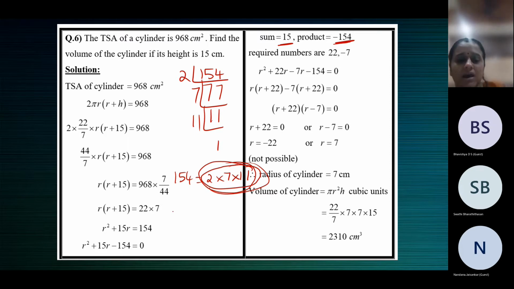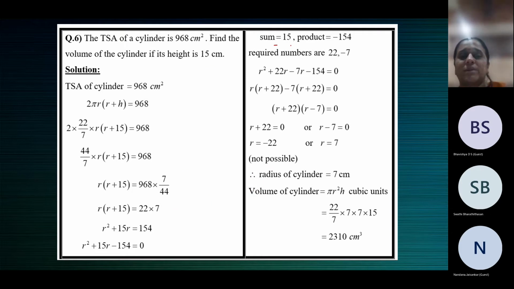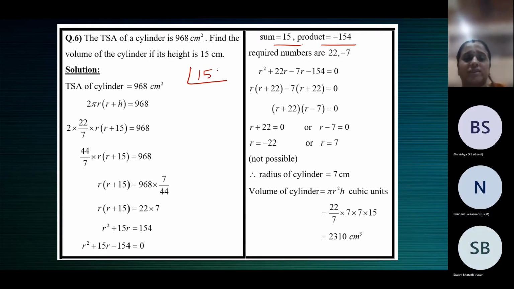Now, is this understood, children? Sum and product, did you understand how to write the sum and product? Yes. Okay. Now, after that, I said take up 154, that is the product, and find its prime factors. 2 7s are 14, 7 11s are 77. So now we have 154 is equal to 2 into 7 into 11.